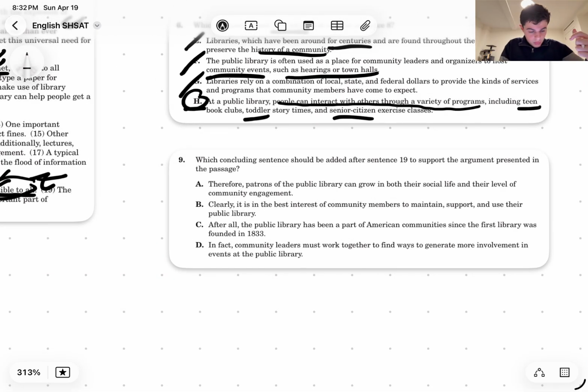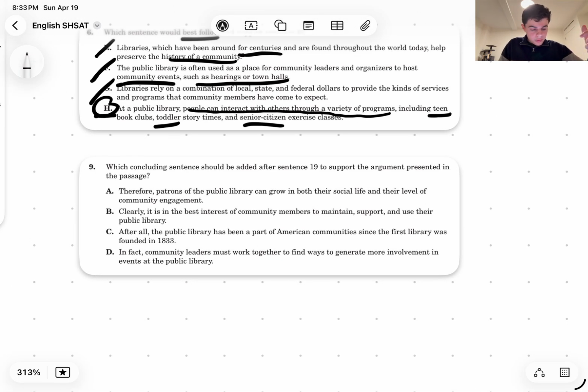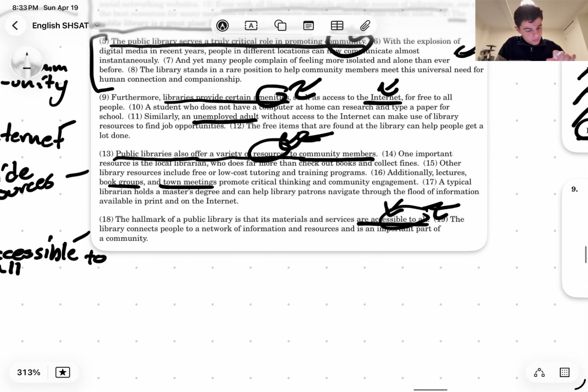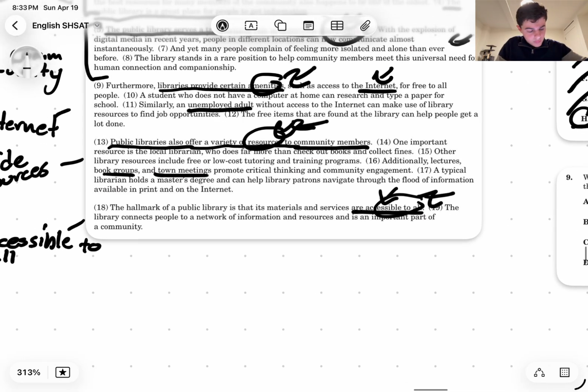Okay. So, our last question, which concluding sentence should be added after sentence 19 to support the argument presented in the passage? Well, let's go to sentence 19. Sentence 19 says, the library connects people to a network of information and resources and is an important part of a community. Okay, well, this is just talking about the community, right?